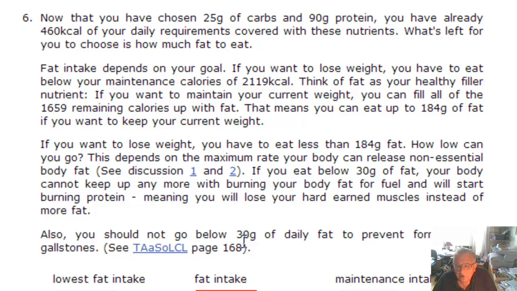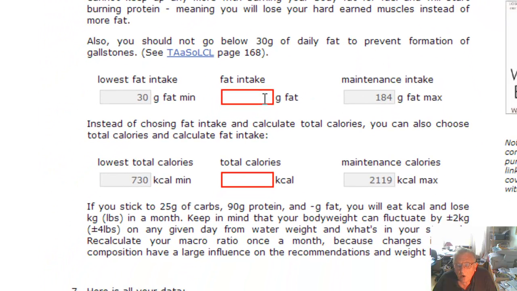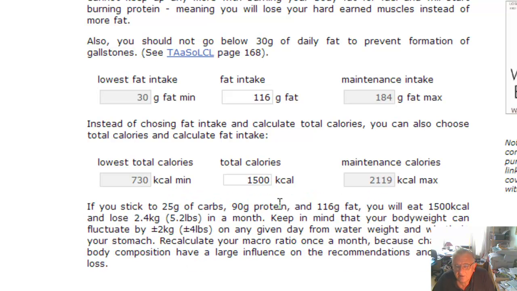It says you shouldn't go below 30 grams of fat, but it's going to give you a choice of how much fat to eat or what you want your total calories to be. So you could say, well, I don't really understand grams of fat, but I understand calories, and I think I want to eat 1500 calories a day. And if you type in 1500 calories a day, it says, well, that's equivalent to 116 grams of fat. And down here it says if you stick to 25 grams of carbs, 90 grams of protein and 160 grams of fat, you will eat 1500 calories and you'll lose 5.2 pounds in a month.